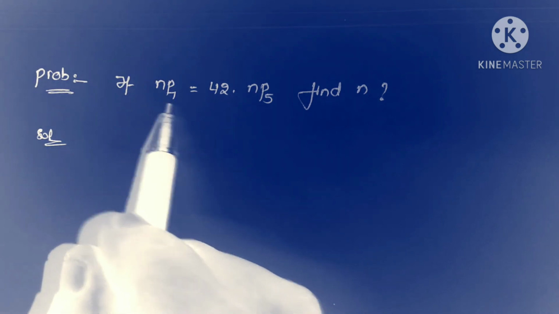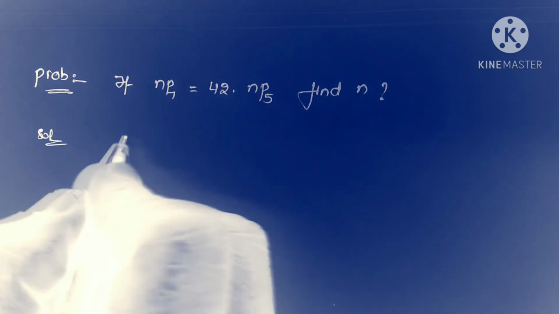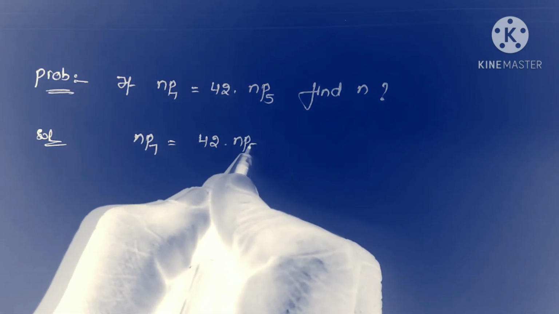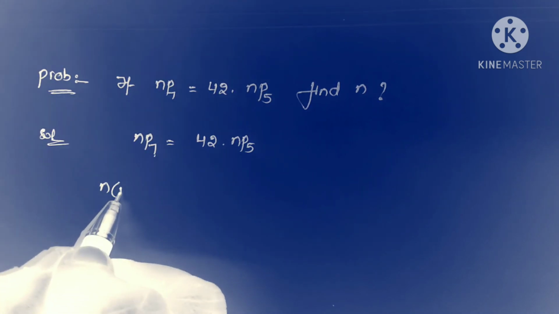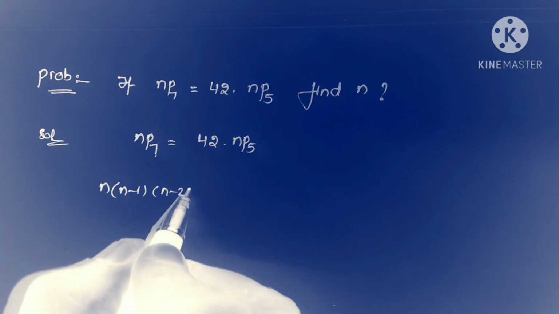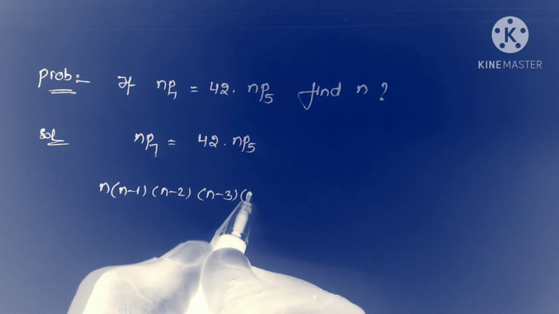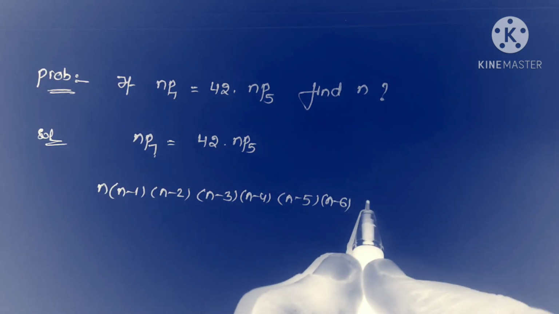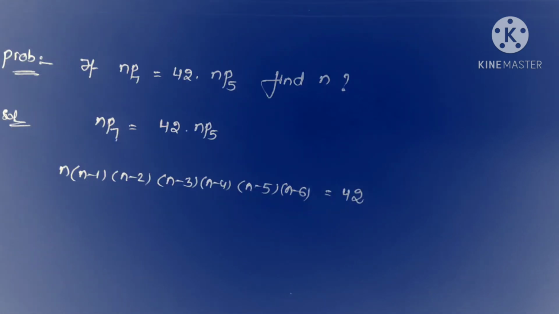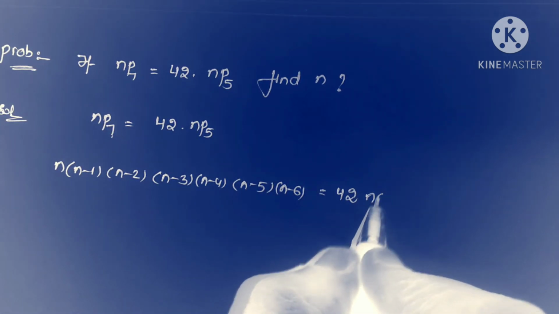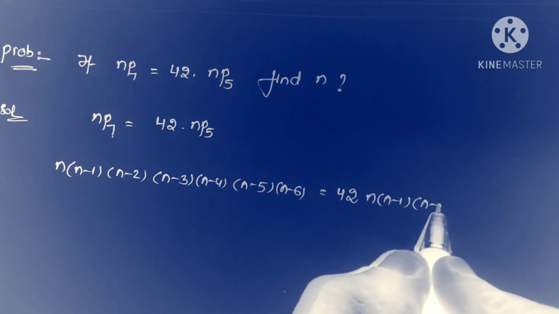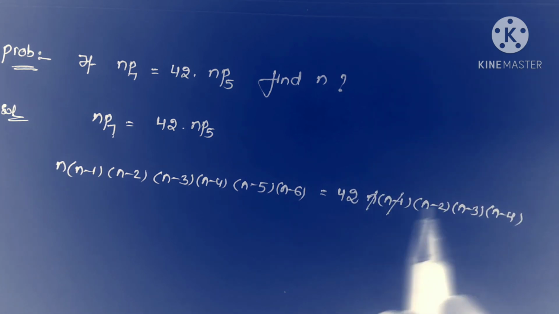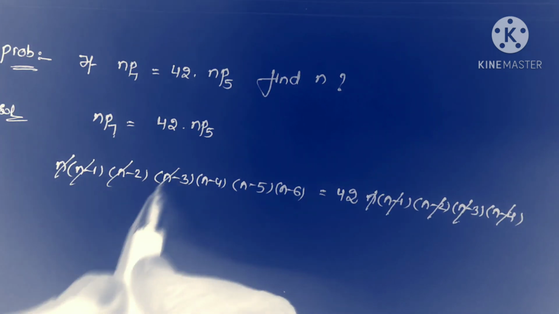Next problem, if nP7 is equals to 42 into nP5, then find n. So given that nP7 is equals to 42 into nP5. Now what is nP7 values? n into n minus 1 into n minus 2 into n minus 3 into n minus 4 into n minus 5 into n minus 6. These are the 7 values is equals to 42 into nP5. nP5 means we take 5 values, n into n minus 1 into n minus 2, n minus 3, n minus 4. Now here n minus 1, n minus 2, n minus 3, n minus 4 terms are cancelled.